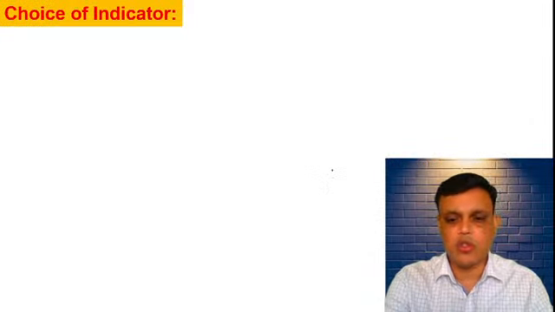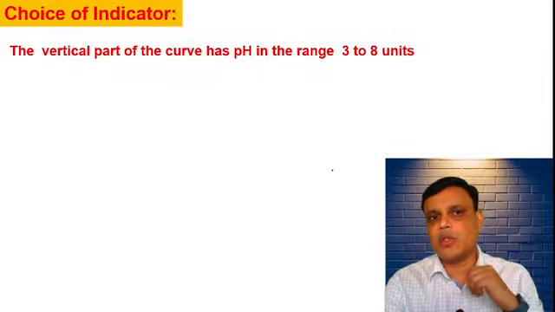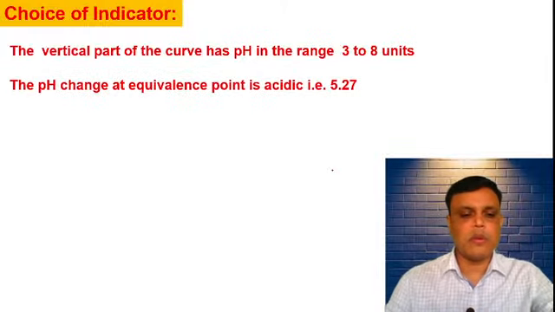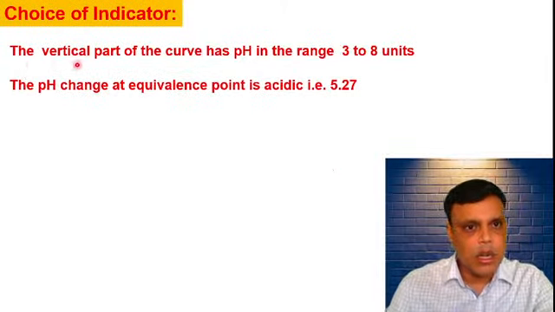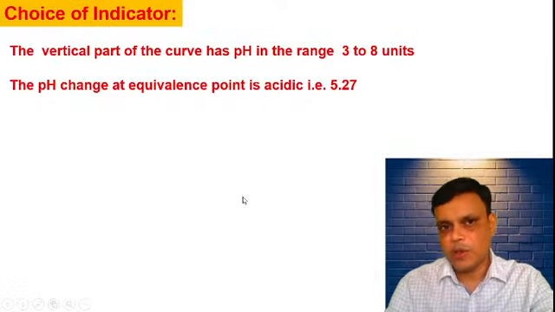Then we will see the choice of indicator. Now while choosing the indicator, you have to remember 2 points. Which 2 points you have to remember? On your screen, the vertical part of the curve has pH range 3 to 8 units. This point is important. And the pH at equivalence point is acidic, that is 5.27.